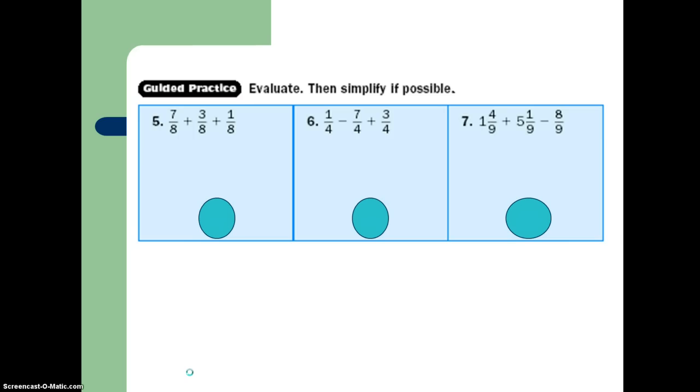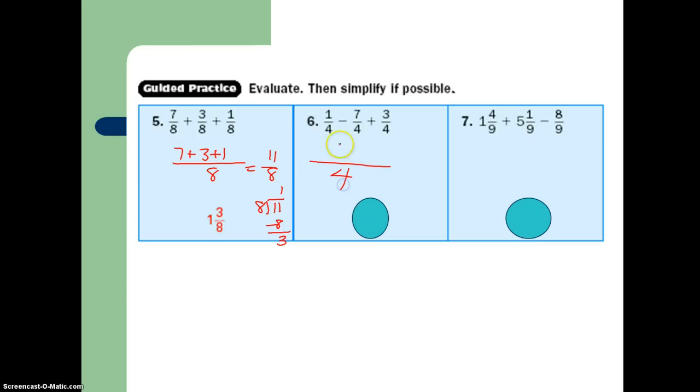Try 5, 6, and 7. Number 5, we have 7 plus 3 plus 1 over 8. 7 plus 3 is 10 plus 1 is 11/8. Change to mixed number. 8 goes into 11 once. You have 3 left over, so 1 and 3/8 is your answer.